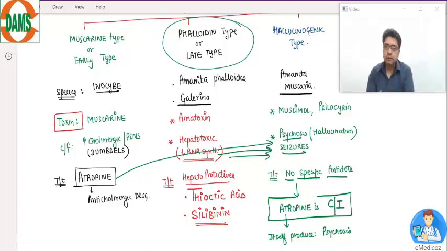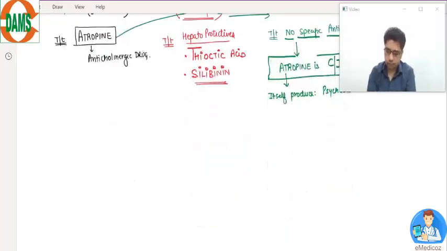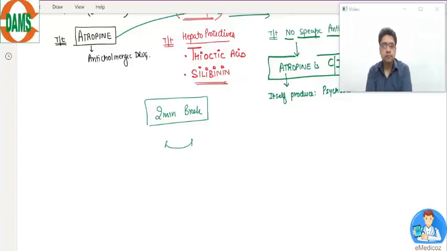Done. So we'll take a 2 minutes break. Best drug for smoking cessation is nicotine. Nicotine is the most widely used drug for smoking cessation.